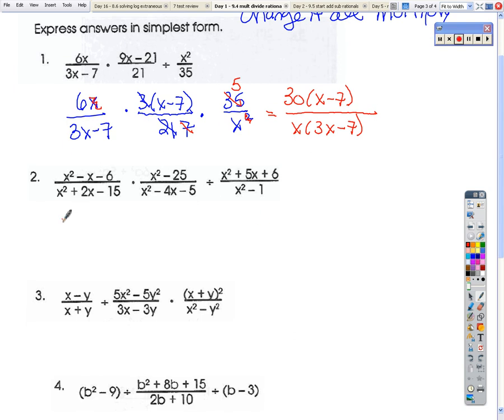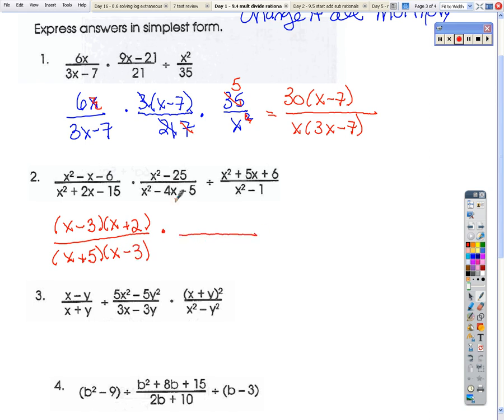Okay, so for number 2, I'm going to factor each piece. So what multiplies to negative 6, that adds to negative 1. We're going to do negative 3 and positive 2. On the bottom, what multiplies to negative 15, that adds to 2. We can do positive 5 and negative 3.